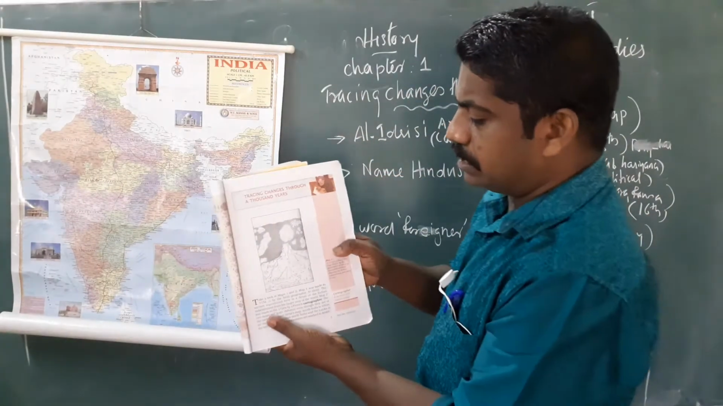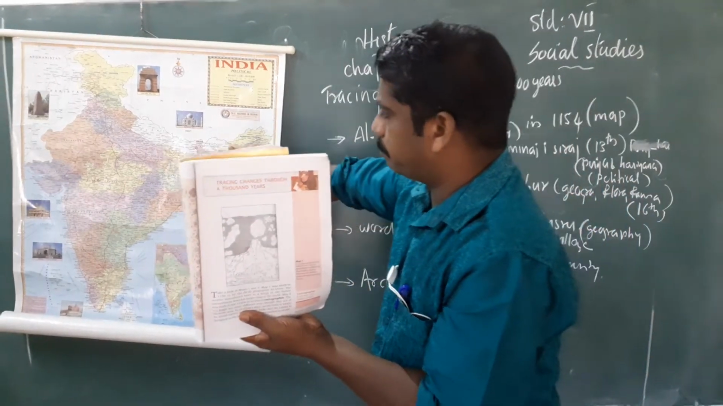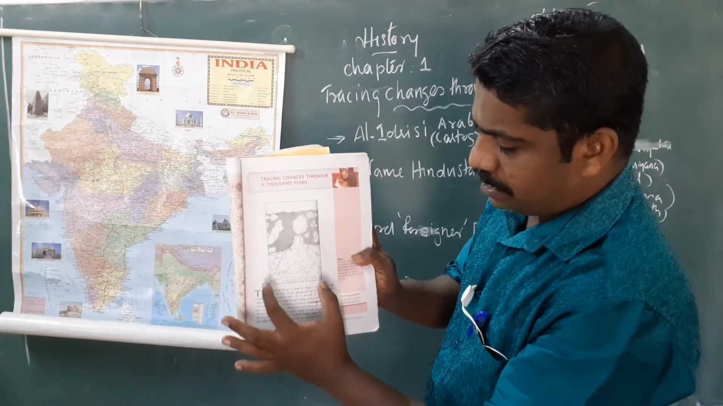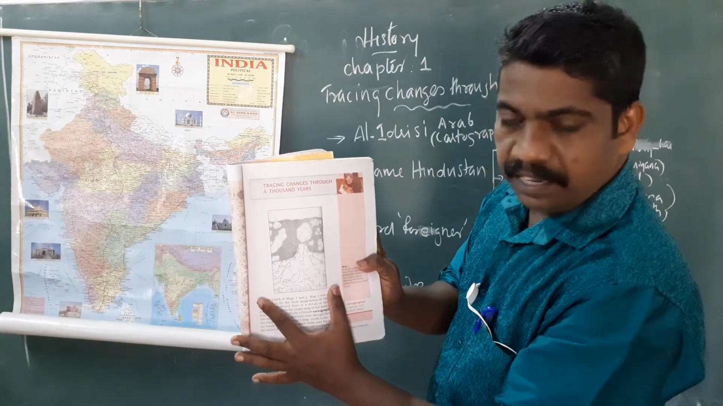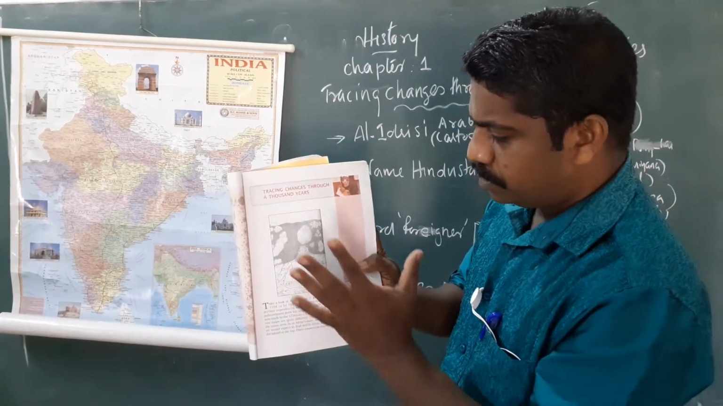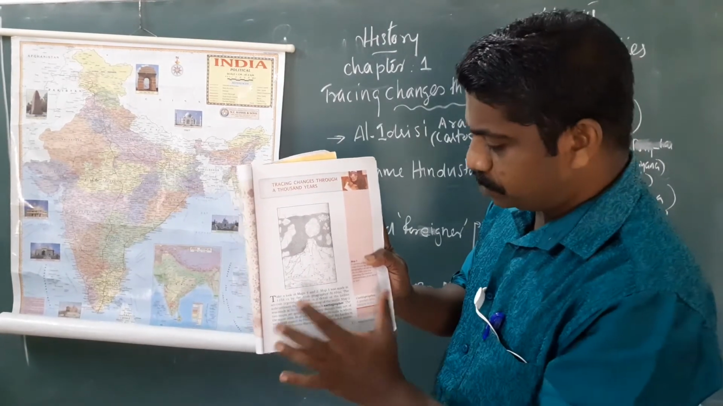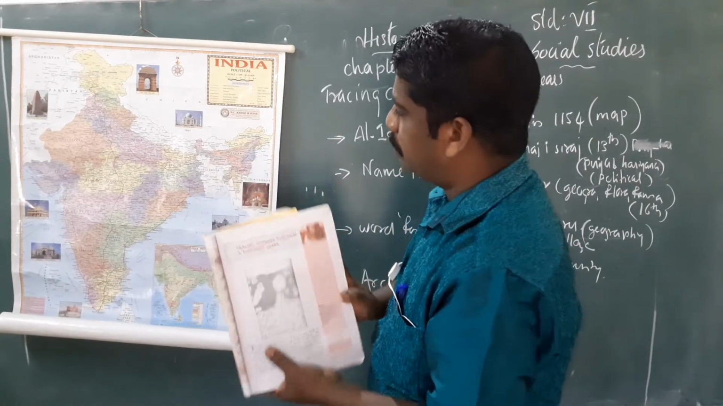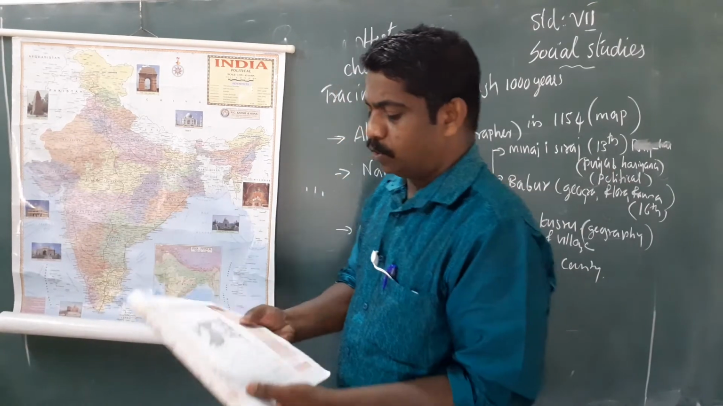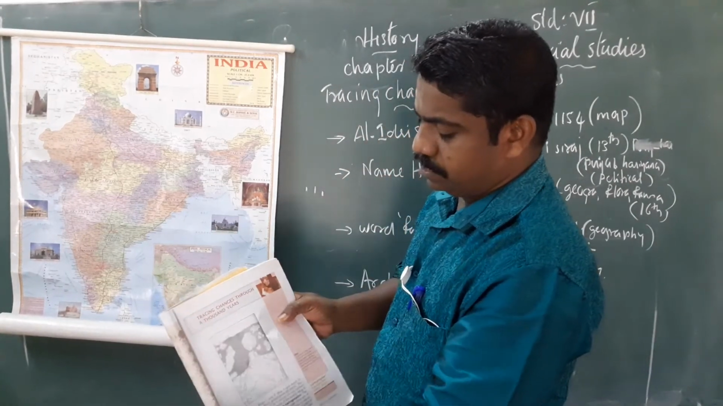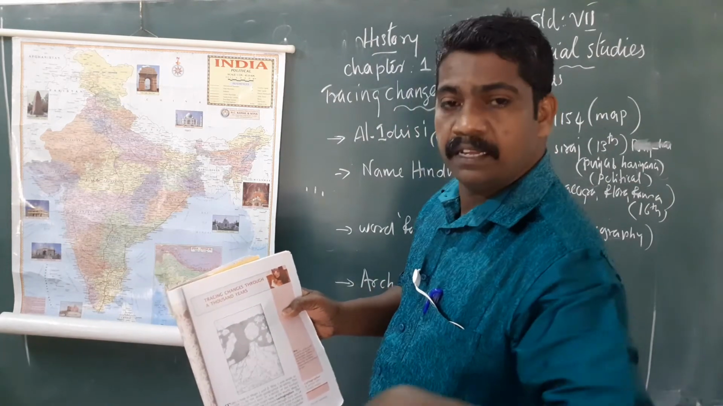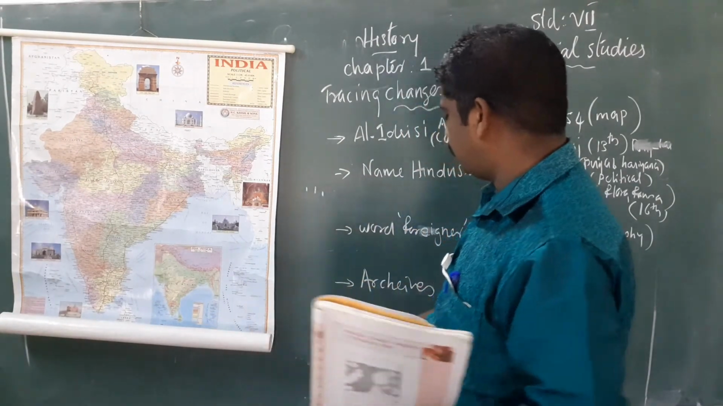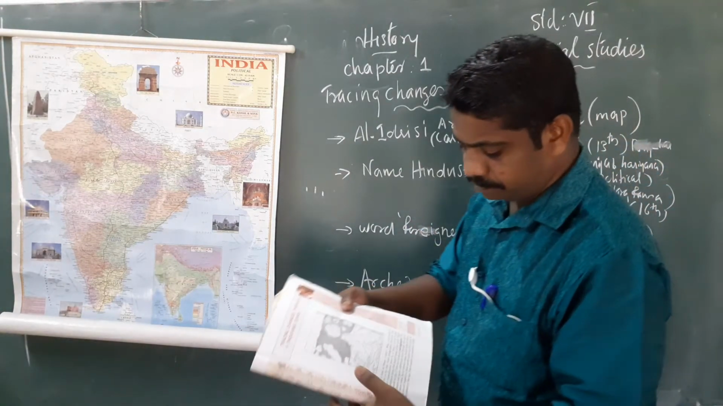See here, this is the textbook. This is a picture of our India, a map of India drawn by Al-Idrisi, an Arab geographer, in 1154. If you observe closely, you can understand that this map is totally different from our modern India. From this we understand how changes happened in the political maps of different countries, in some names and words. That is what we are understanding.